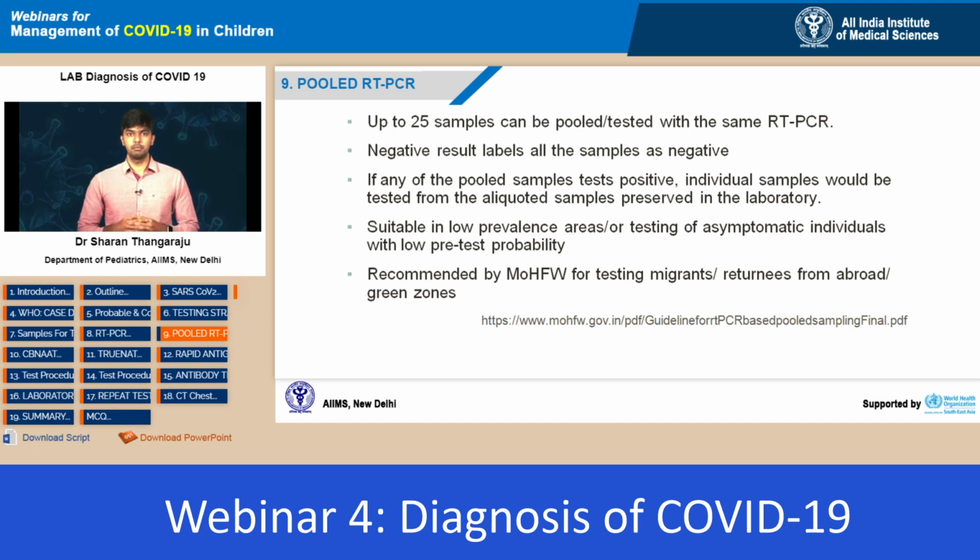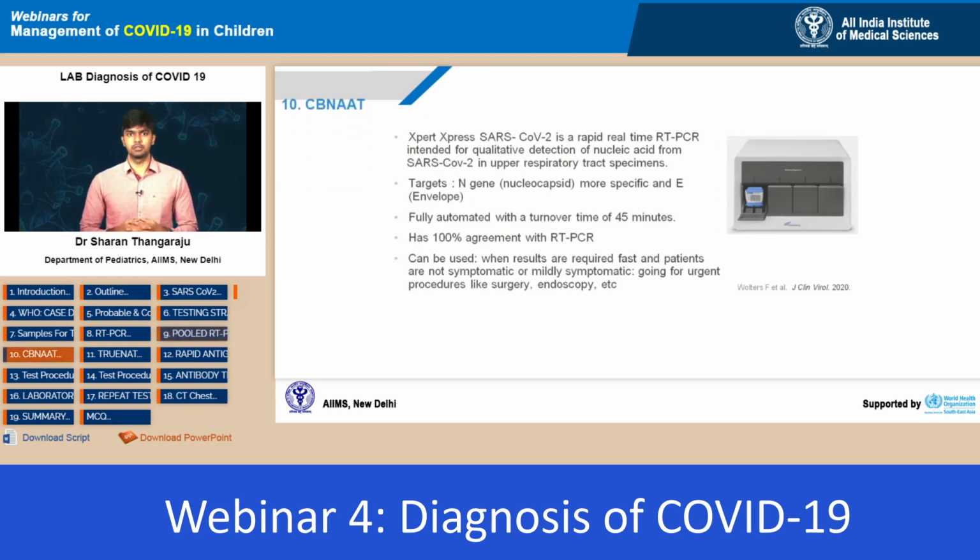In this, samples from 25 different individuals are tested as a single sample through the RT-PCR. A negative result labels all the samples as negative, and in case of a positive result, the individual samples are tested separately. Pooled RT-PCR can be applied in scenarios where there is a very low pre-test probability, that is while screening asymptomatic foreign returnees or migrants from green zones. This makes for better economical use of our limited testing resources.